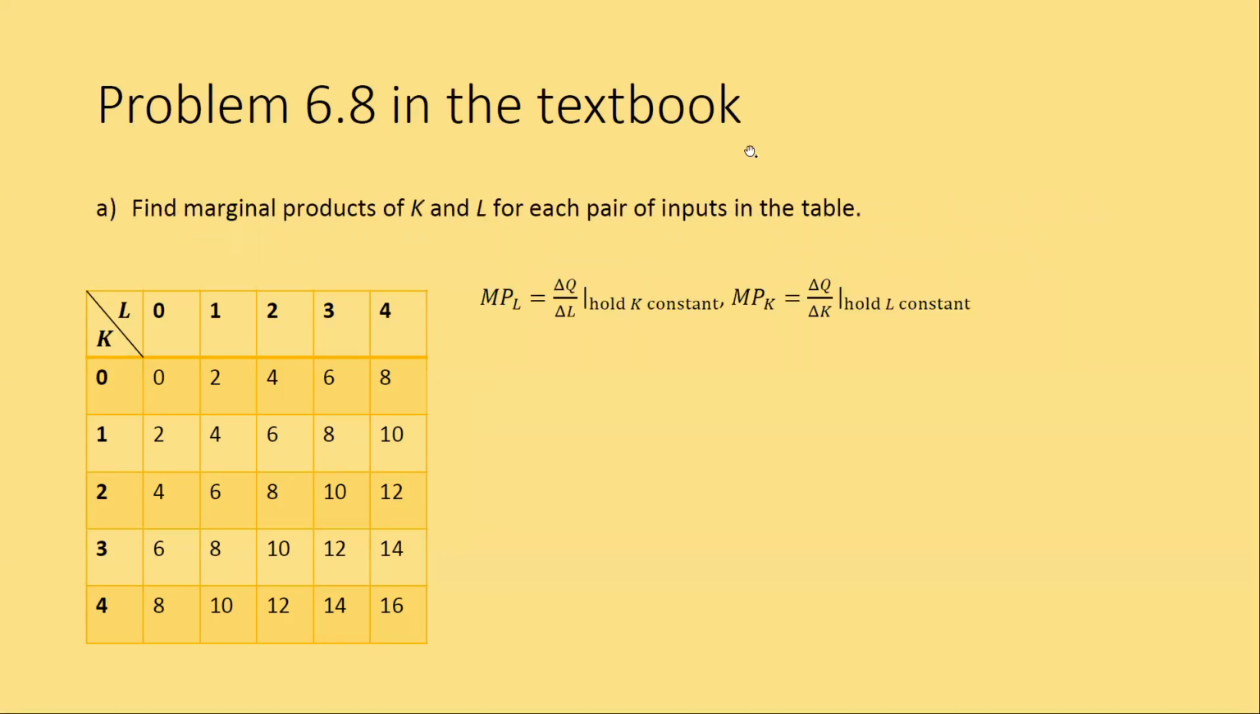So next we want to find the marginal products of capital and labor for each pair of inputs in the table. And let's go back and recall the definition of marginal products of labor and capital when we have 2 inputs. The marginal product of labor is the additional amount of output we can produce by increasing labor by 1 unit, holding capital constant. The marginal product of capital is the additional output we can produce by increasing capital by 1 unit, holding labor constant.